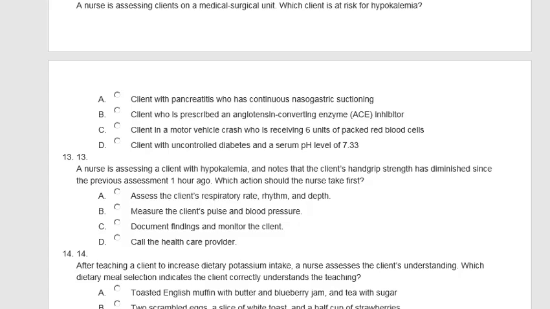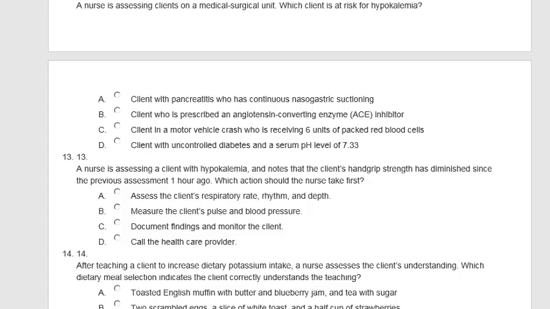13. A nurse assessing a client with hypokalemia notices the client's hand grip strength has diminished since the previous assessment 1 hour ago. What action should the nurse take first? Remember, airway, breathing, circulation. Okay? So let's look at the answers. If we do airway, breathing, circulation, safety, number 1, assess respiratory rate, rhythm, and depth. There you go. That's probably your answer, but let's look at the rest of them.